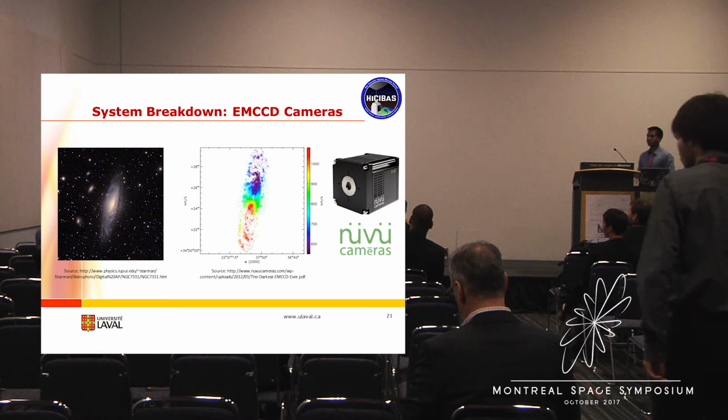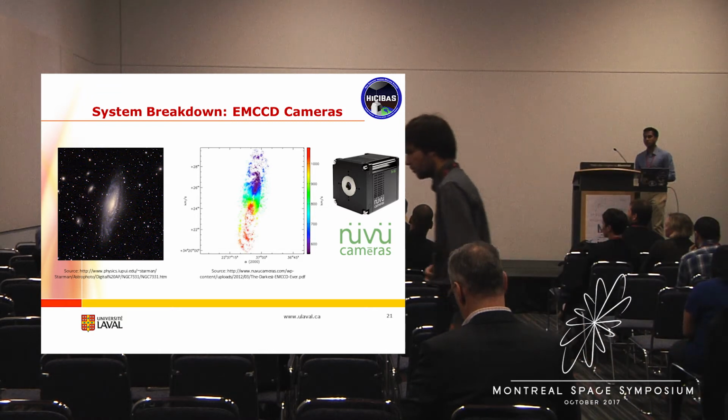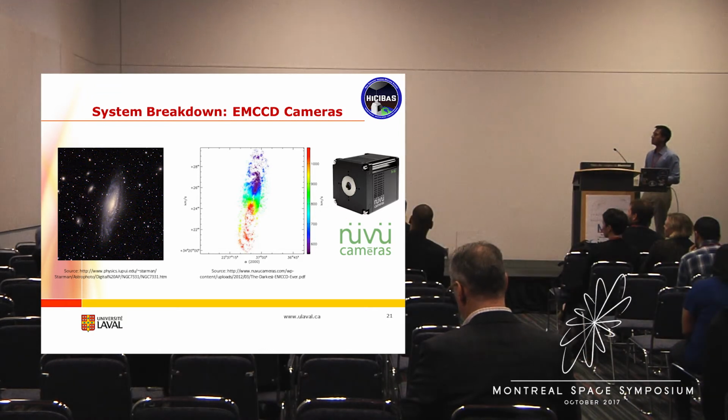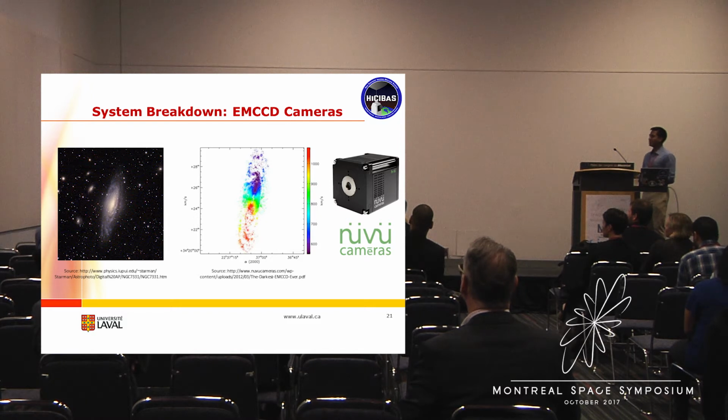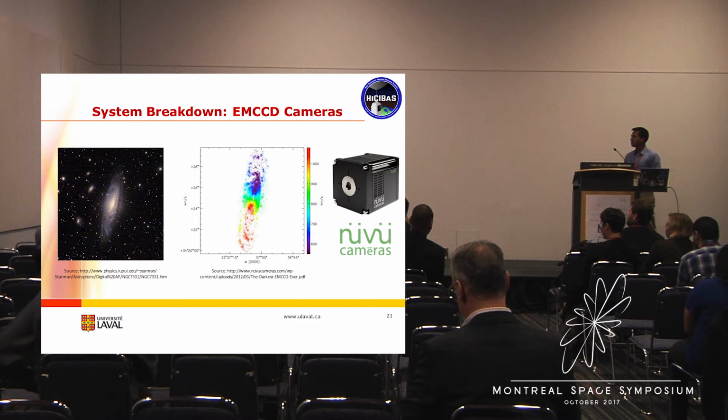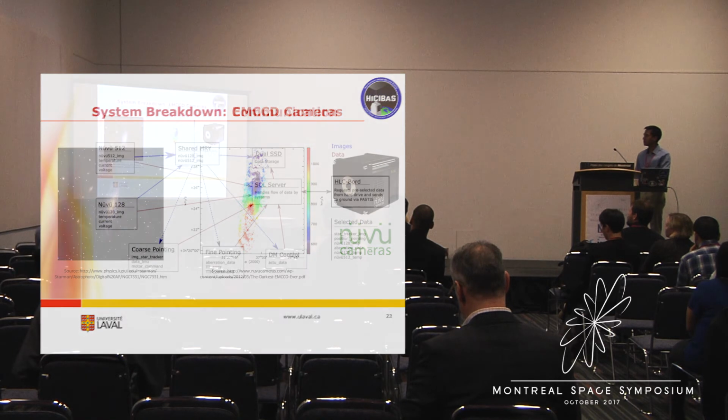Like I said, this is one of the components we wanted to validate in the house environment. It's a Nüvü camera. So these are a couple of images that I wanted to show you because I thought they were really cool. On the left side is an image of the NGC, I think 7731 galaxy, I believe. In the middle we have a radial velocity map of it. It was made using an IFS, an integral field spectrograph, with a Nüvü camera. Just to give you an idea of the performance of these cameras.